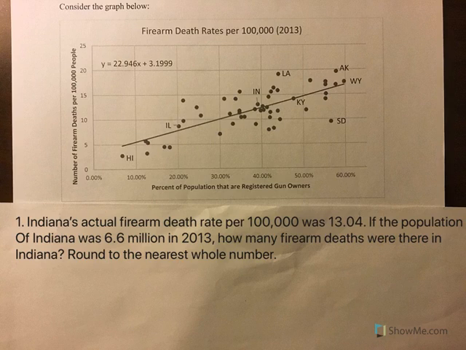This scatter plot with trend line looks at firearm death rates per 100,000 people in the year 2013 for a couple different states. So Indiana's actual firearm death rate per 100,000 was 13.04. Now what this means is that for every 100,000 people in the state, 13 of them, I guess, were killed by firearm. Okay, or, yeah, that's our death rate.